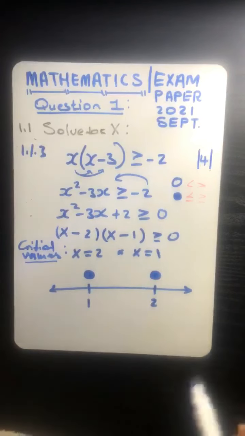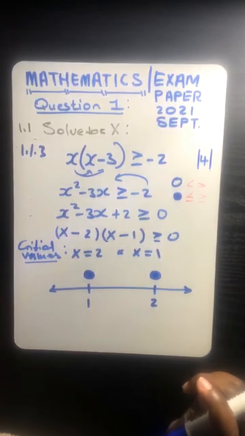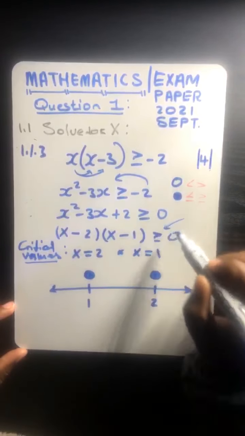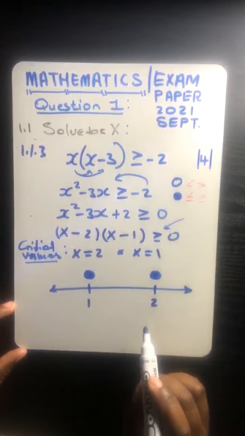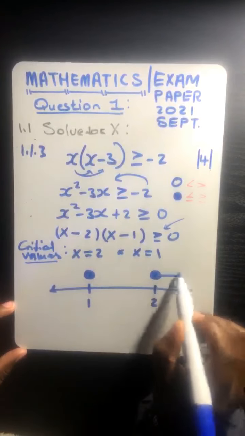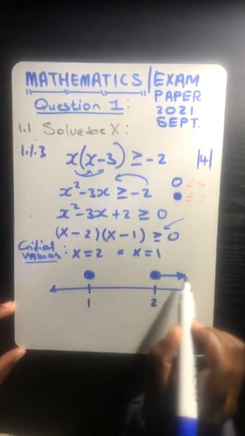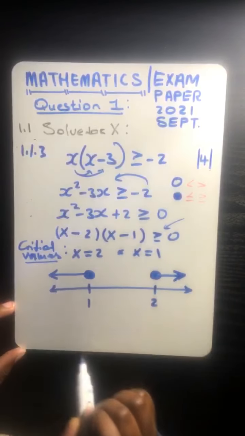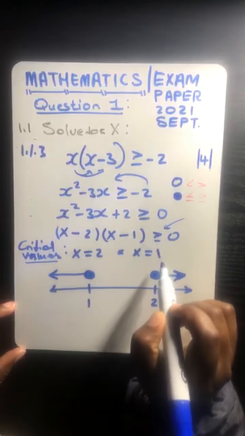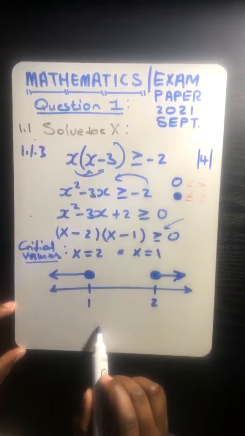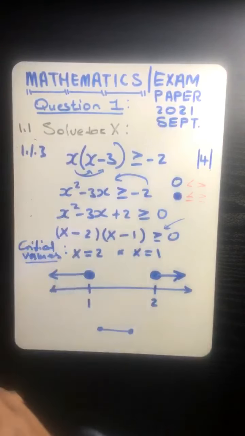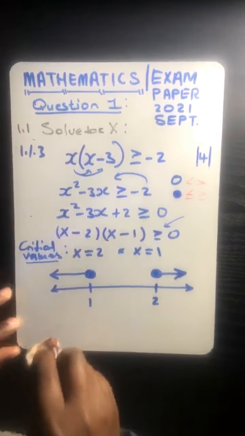And most importantly, guys, when you have a greater than sign over there, you always have your arrows pointing outwards. But if it was a less than, then you are going to have your circle, then you just join the line. So that is the difference between the two.